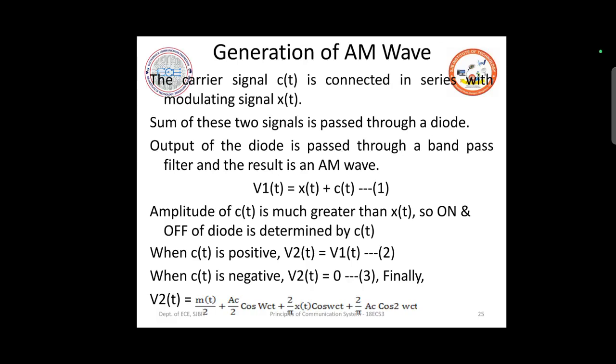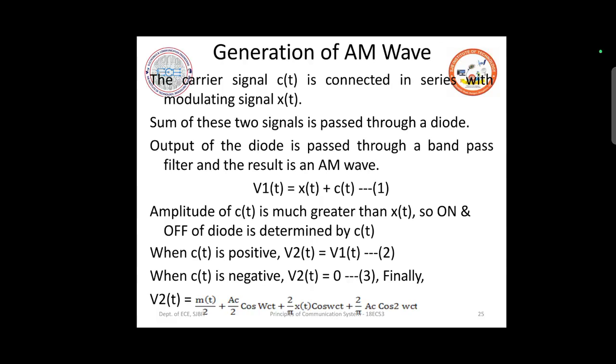When you give this to the diode, it basically goes to the on condition only during the positive half cycle. As we have assumed an ideal diode, anything which is equal to or greater than 0, you will see at the output of the diode. Anything which is lesser than 0 is all removed. So when c of t is positive, v2 of t is equal to v1 of t. When c of t is negative, v2 of t is 0.